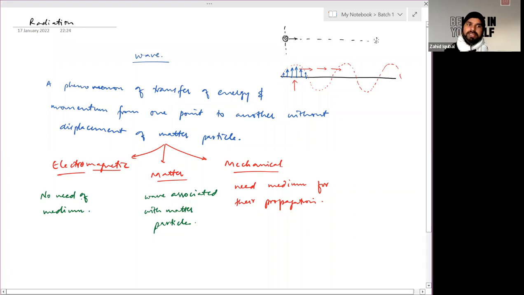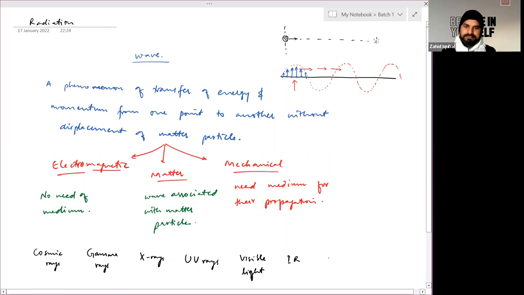So in general, the electromagnetic wave consists of 8 different waves: cosmic rays, gamma rays, X-rays, UV rays, visible light, infrared rays, microwave, and radio wave.